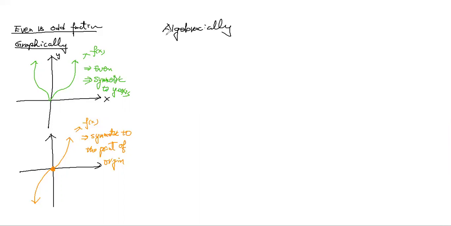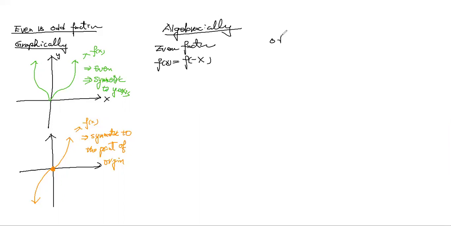Instead of saying this is symmetric to the y-axis, or this is symmetric to the origin, algebraically, for even functions, the way you see that is if f of x is equal to f of negative x.